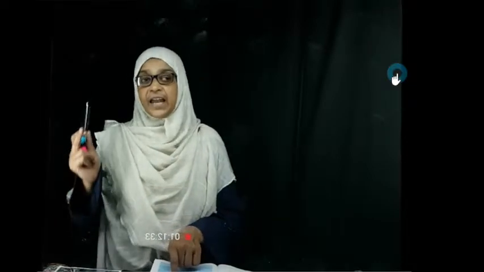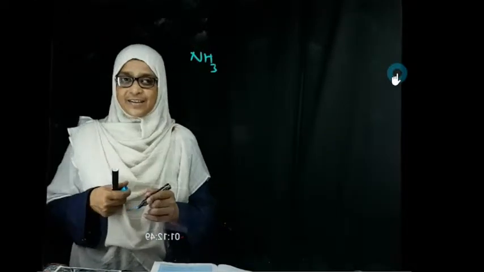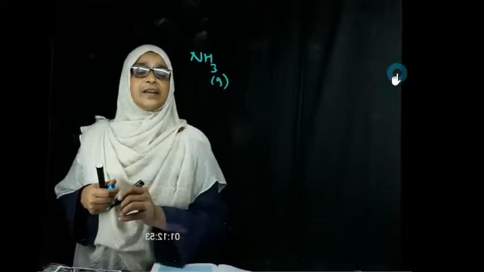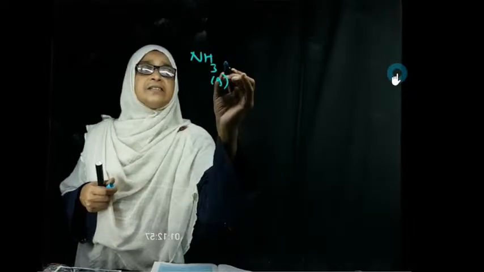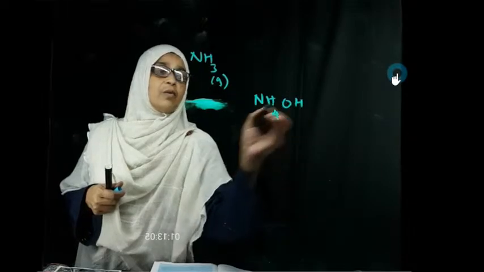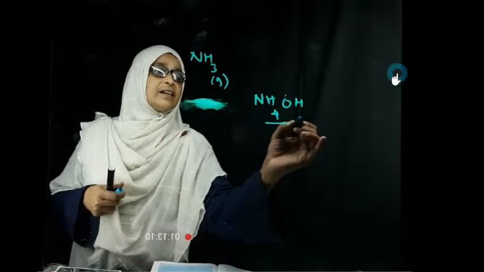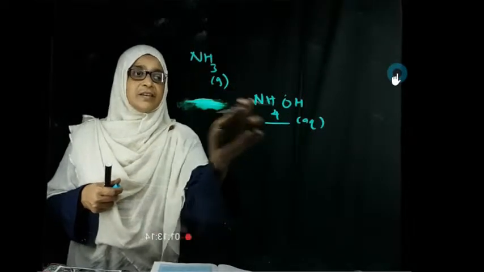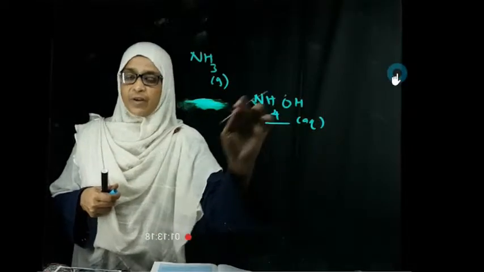Which turned red litmus blue? Litmus blue is always a base. What are the bases here? H2SO4 is an acid, HCl acid, NH3 is a gaseous base. But in the liquid state or in aqueous solution, it is written as NH3 ammonia. At room temperature it can be in the gaseous state, but in aqueous solution it is NH4OH. So this ammonia is NH4OH. That is a base.